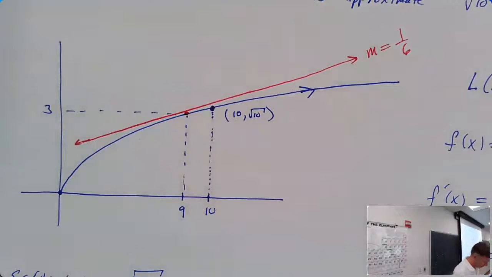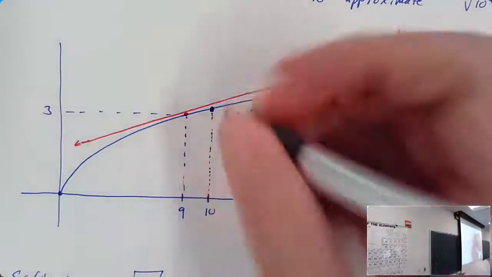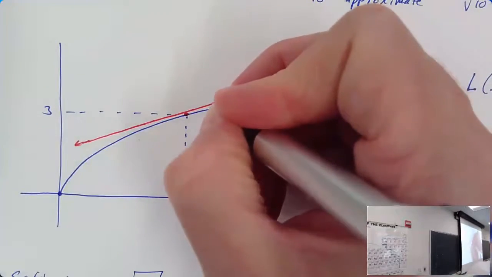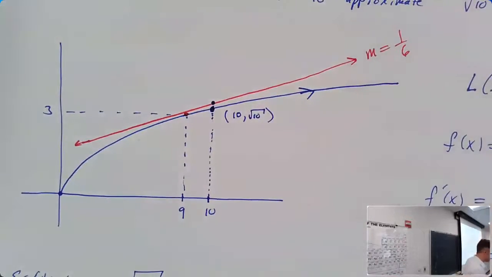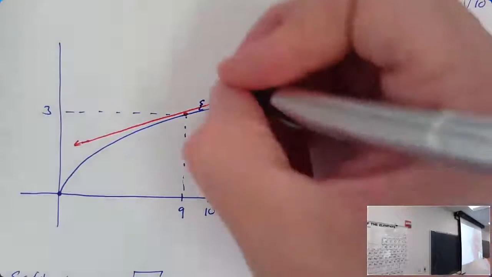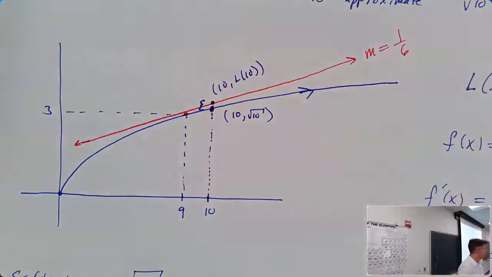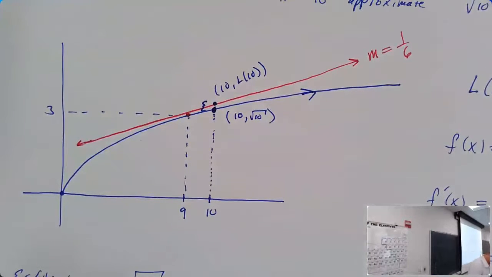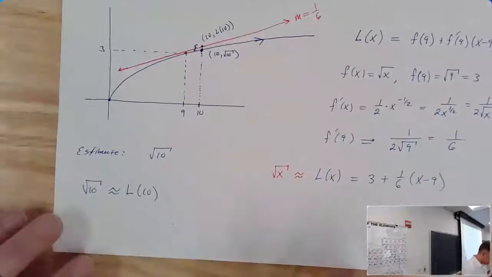But what we're actually going to do is just go up a little bit higher to the point on the line. Because that point there is really close to the other one, right? There's not a lot of difference there. That's our error. And this point here is 10 comma L of 10, whatever L of 10 ends up being. So here's what we're going to say: the square root of 10 is approximately L of 10.